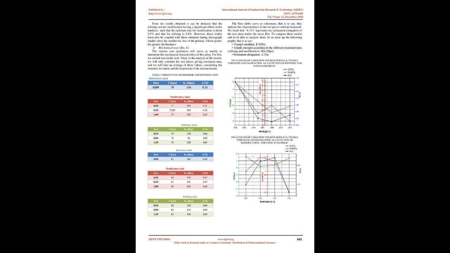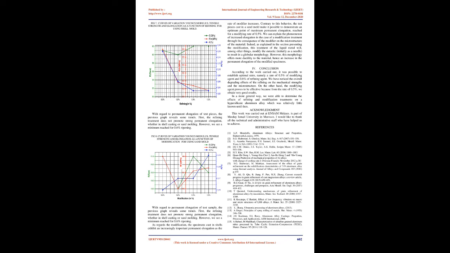From the results obtained it can be deduced that the refining and the modification have a significant effect on the hardness, such that the optimum rate for modification is about 0.5% and that for refining is 0.8%. However, these results must also be coupled with those obtained during micrograph studies, since the smaller the size of the primary silicon grains, the greater the hardness.